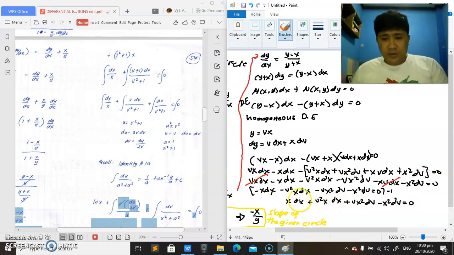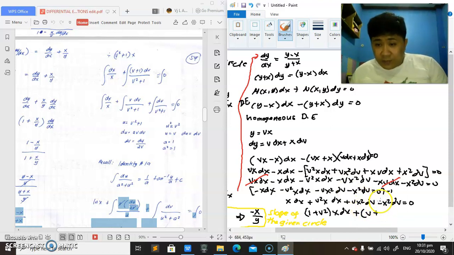Grouping this will give you, we have a common x and dx, therefore we have 1 plus v squared times x dx. Let's check. x dx times 1 is x dx. x dx times v squared is v squared x dx. Plus, common here, x squared dv. This should be positive when you transpose or multiply: v plus 1 times x squared dv equals 0. Checking, x squared dv times v is vx squared dv, and x squared dv times 1 is x squared dv.